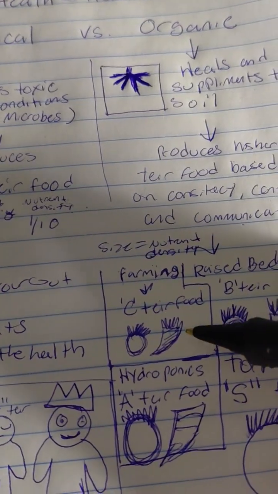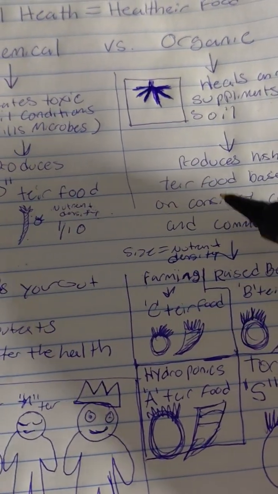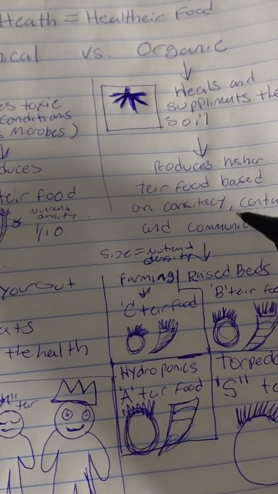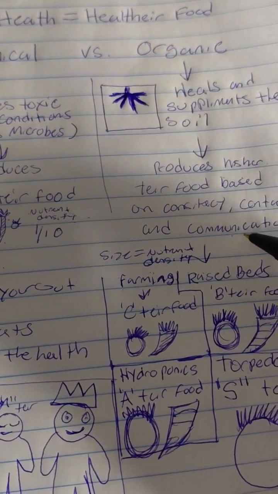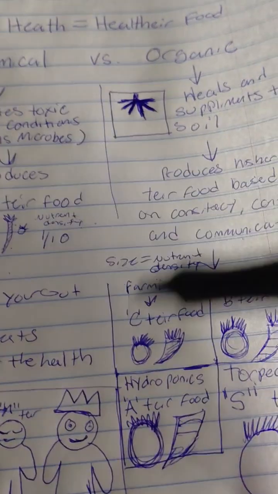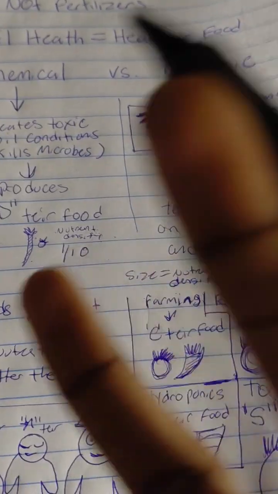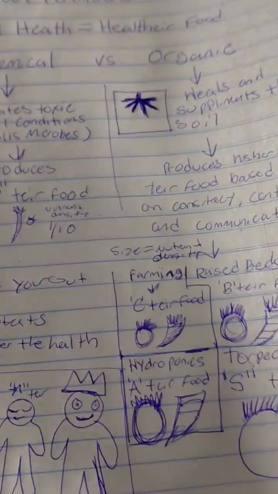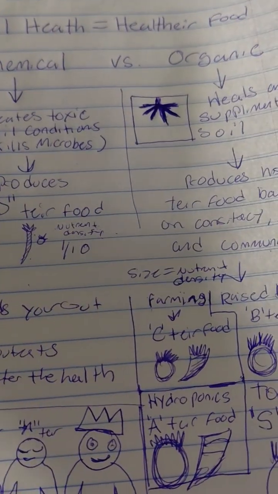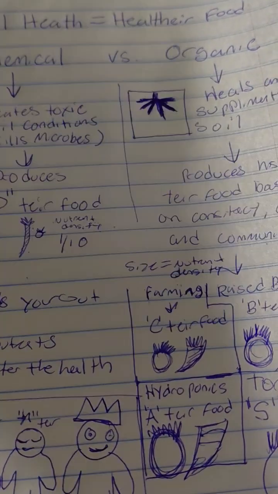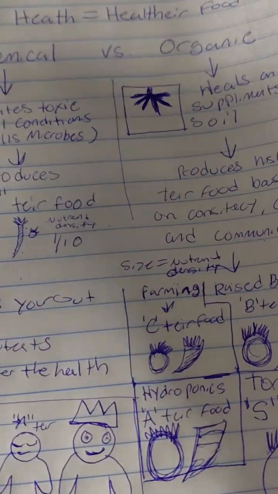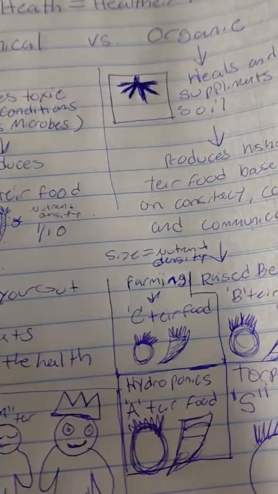So farming creates C tier food because it's very spread out. It has consistency, but it's spread out. Its communication creates C tier food because microorganisms grow in a space, so when it's spread out, they have to expand to fill up that whole space. So every plant will be efficiently catered to for a couple of years pretty much, if that soil continues to be developed.